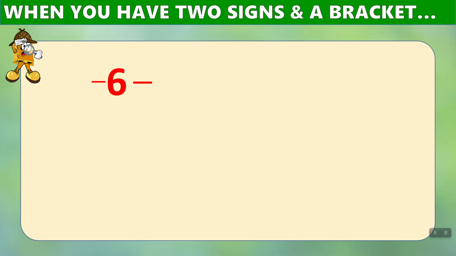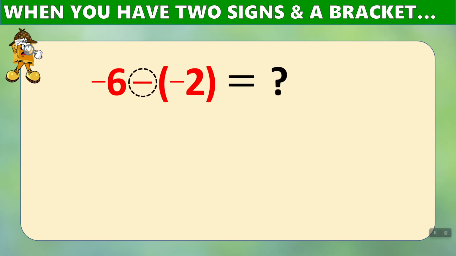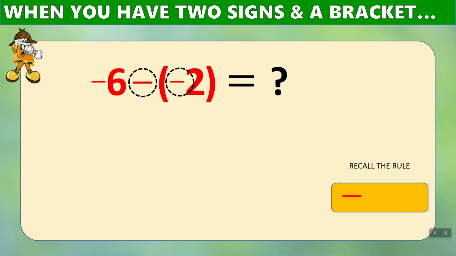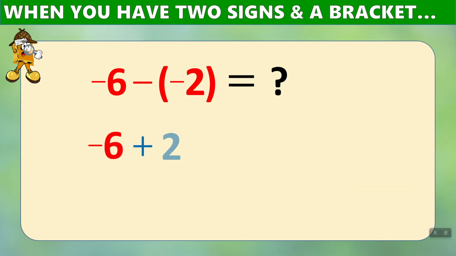What about minus 6 minus a minus 2? That looks like a lot of minus signs. But if we break it down, we will be able to work it out. Here's a negative sign outside of the bracket. Here is a negative sign inside the bracket, and brackets mean multiply. So when we go to the rule, we know that a negative times a negative is a positive. So we just rewrite it with a positive 2. And so minus 6 plus 2 equals minus 4.